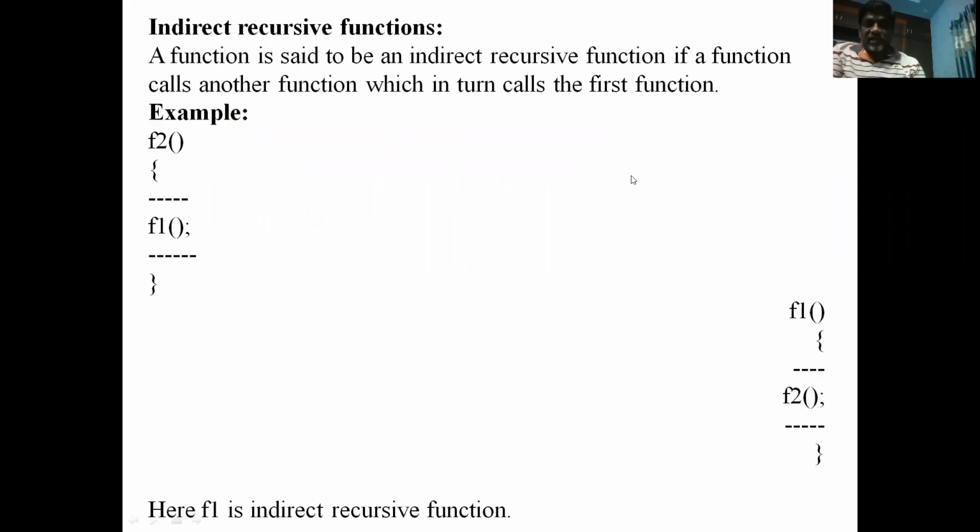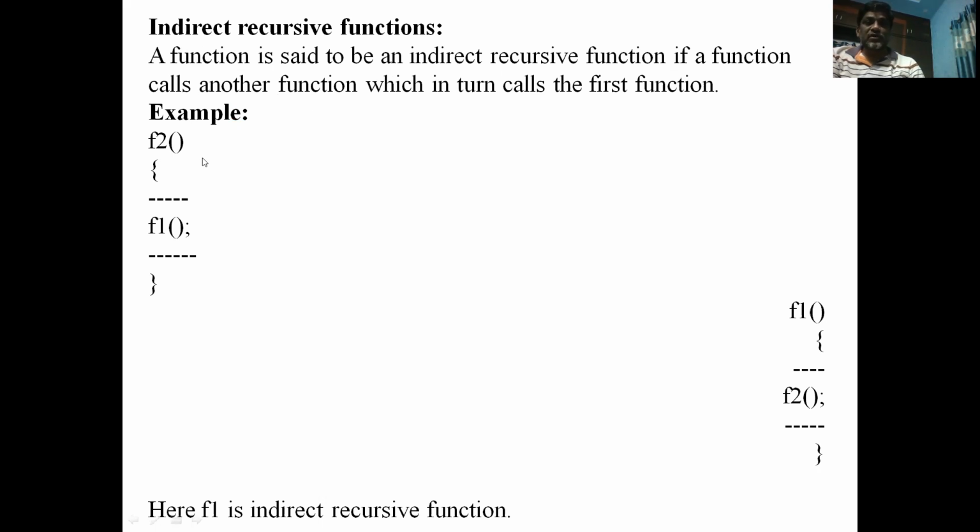Similarly, the second category of functions is the indirect recursive function. A function is said to be an indirect recursive function if a function calls another function, which in turn calls the first function. That means the function calls some other function, and that other function again calls back the first function. Okay. If such a thing happens, we call it an indirect recursive function.